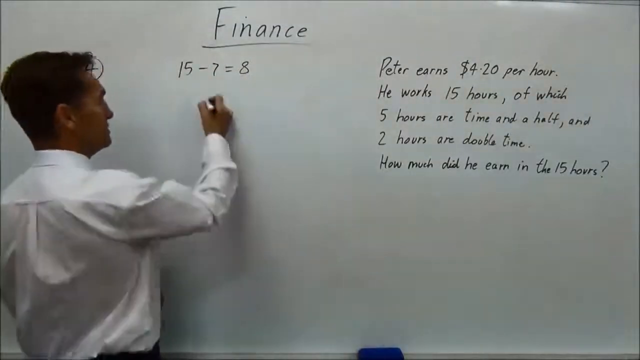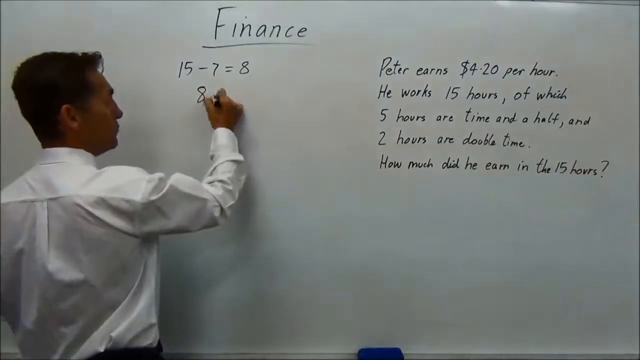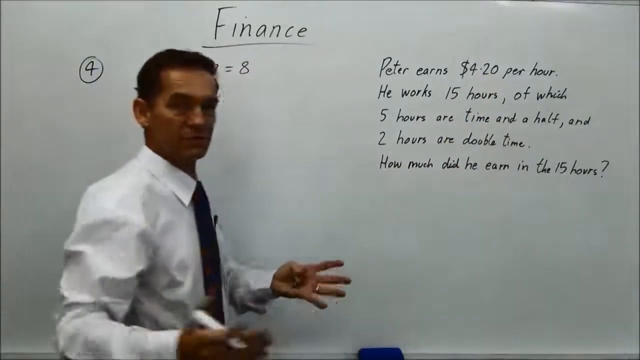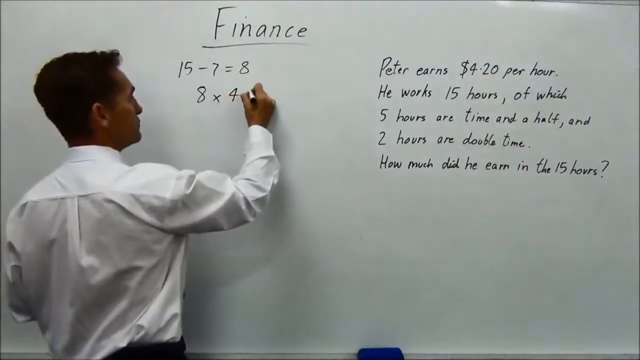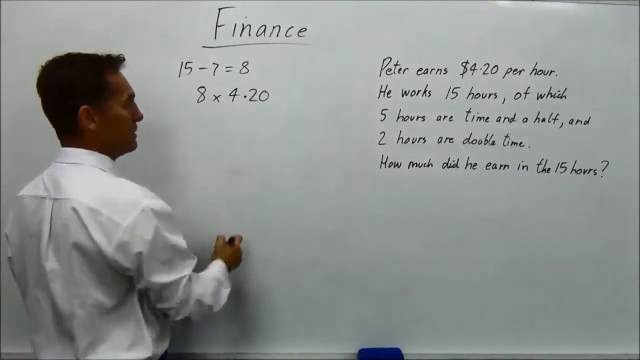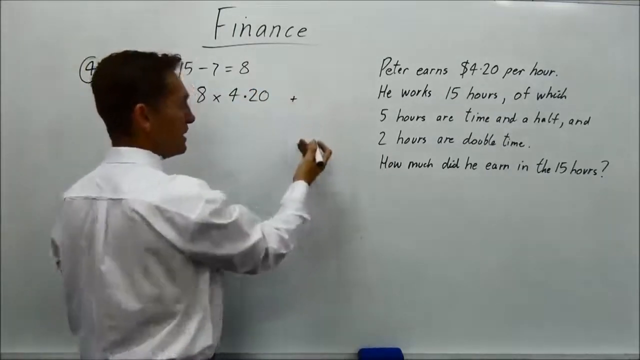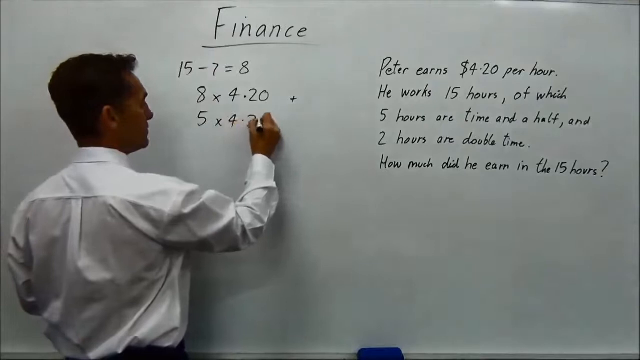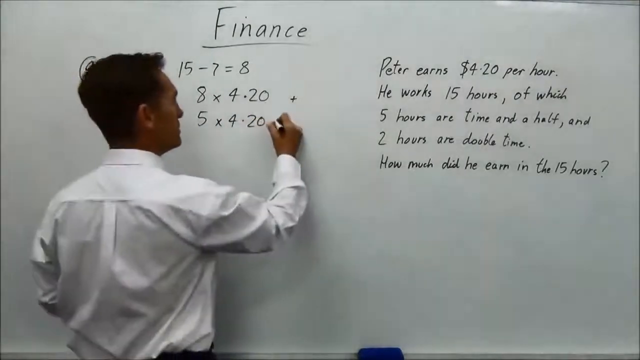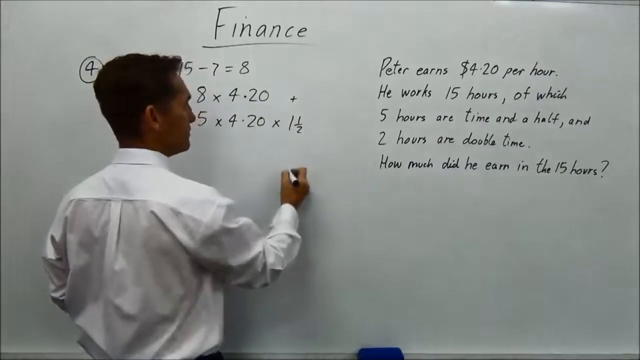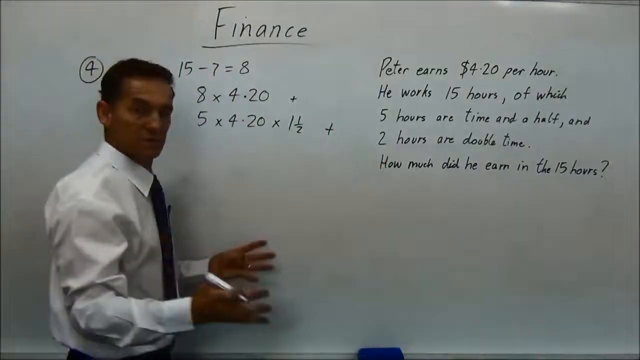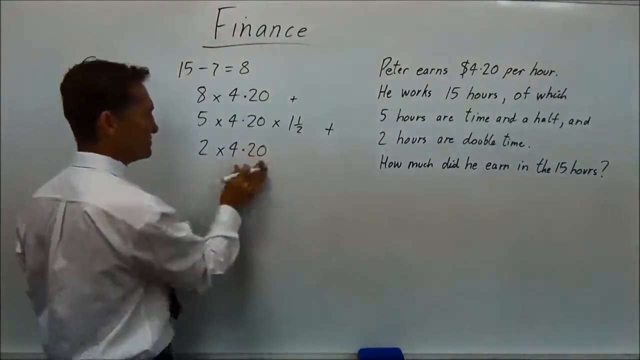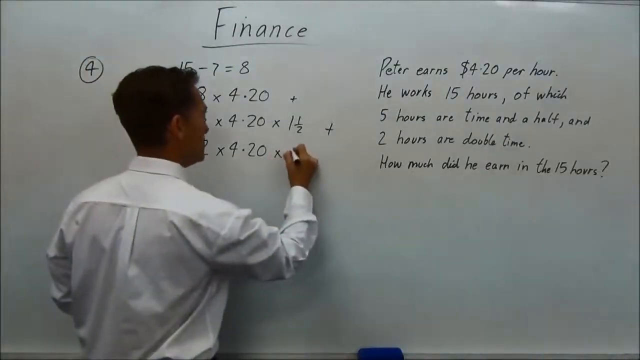So your calculation is going to look like 8 at normal time. Well, what's normal time? Normal time is going to be the amount they give you to start with. So we want 8 times $4.20 because that's normal. Okay? Plus we want to add in 5 hours at time and a half. So I want 5 hours at time and a half. Well, that's just time. We want time and a half, so we're going to multiply that by 1.5. Plus, we want to add 2 hours at double time. Okay, so plus 2 hours at double time. Well, that's just normal time, so we want to double it. So we're going to do that.